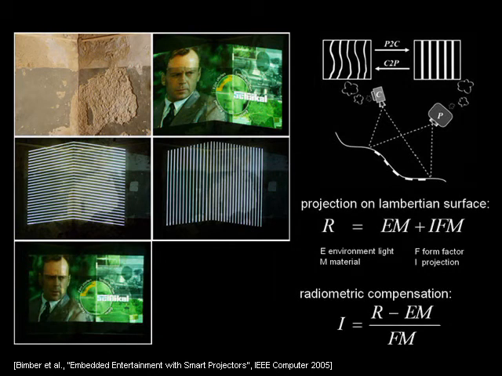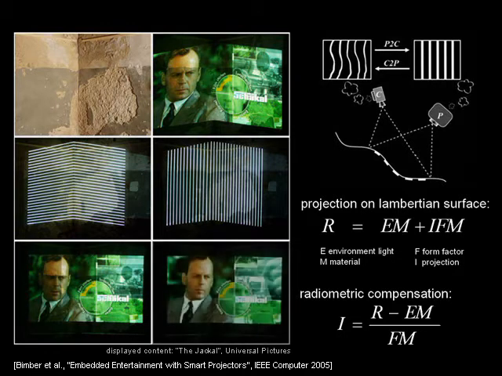The reflected radiance of a diffuse surface is given by all incident and projected light, modulated by the surface pigments. A radiometric compensation can be performed by solving the equation with respect to the projection pattern. Eventually, the synthesized image appears as if projected on a planar white canvas, although this is physically not present.